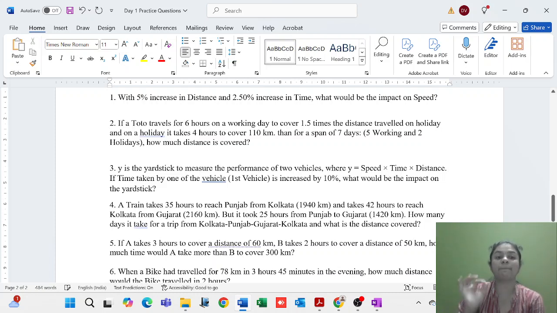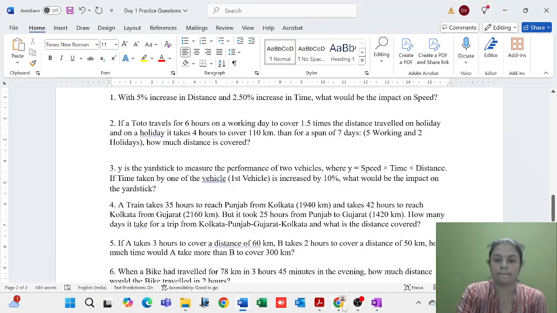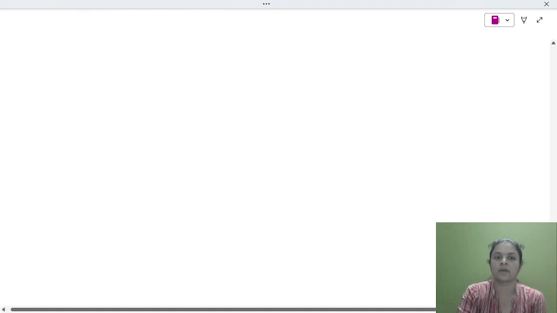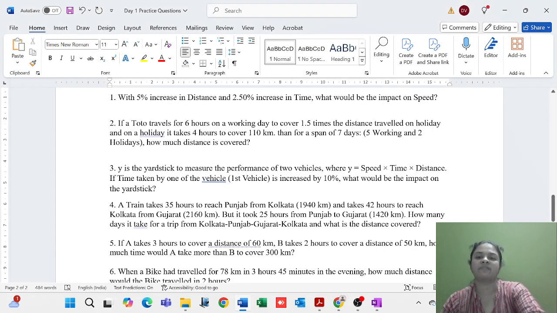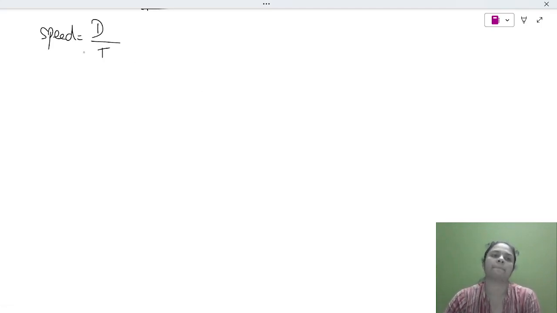With a 5% increase in distance and a 2.5% increase in time, what would be the impact on speed? So let's understand. Let's see what is the missing figure. Speed is the missing figure. So first formula, speed is equal to distance by time.